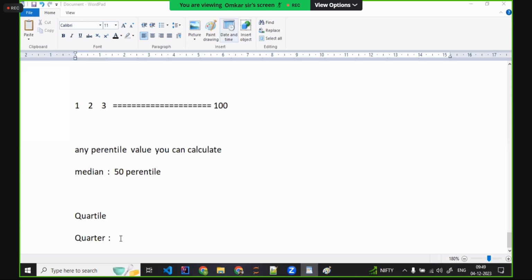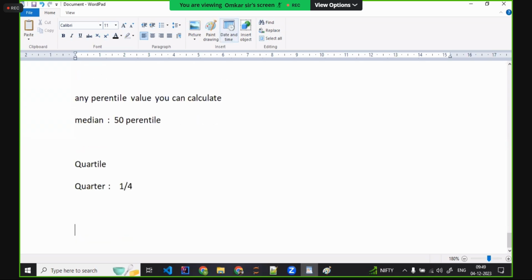Yes, quarter is equal to 1/4. So 1/4 means you divided data into how many parts? 4 parts. Percent means you divided data into how many parts? 100 parts. Quarter means 1/4. That is nothing but you divide data into 4 parts.